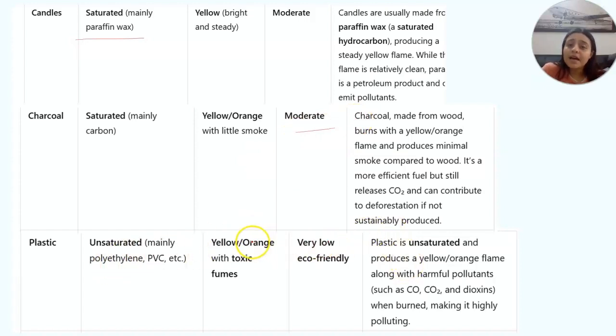And we'll talk about the plastic. It's like the tar, coal tar. So it's PVC, polythene. It will obviously give out toxic flames, and toxic fumes will come out when we burn plastic. So it's an unsaturated hydrocarbon. Obviously, it will burn with black smoke and certain toxic fumes. So it is a no-no for the environment.